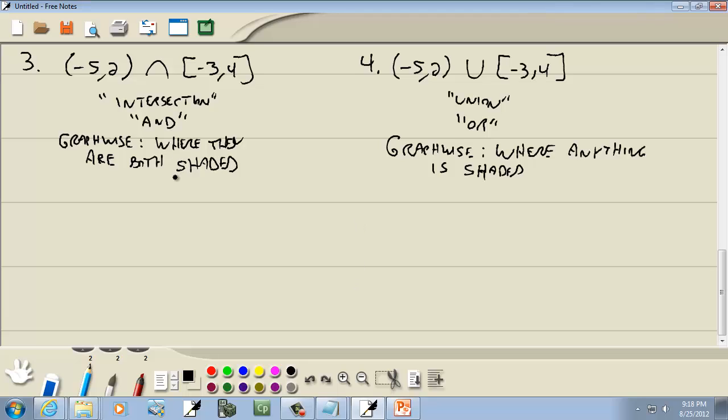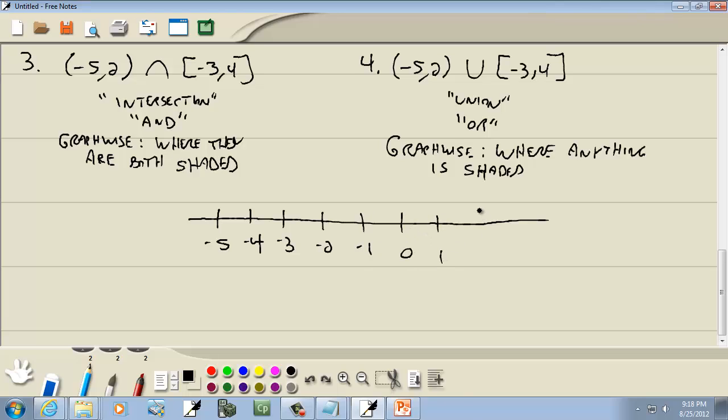Well, let's first draw the big graph, and then we'll write the answers down of each individual one of these. Smallest number is negative 5, and negative 4, negative 3, negative 2, negative 1, 0, 1, 2, 3, and 4. Okay. So I got negative 5 to 2. So parentheses on negative 5, parentheses on 2, and I'm shading in between them like this. The other one is negative 3 to 4. So I'll do bracket negative 3 to 4 like that, and then I'll shade in between them. There we go.